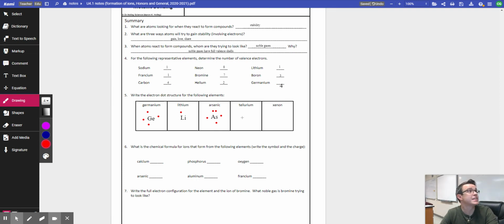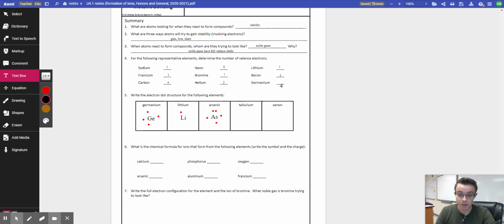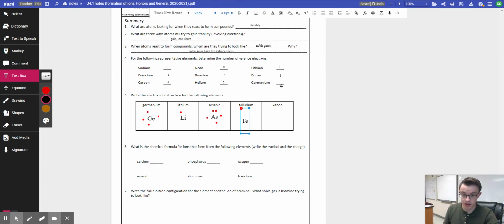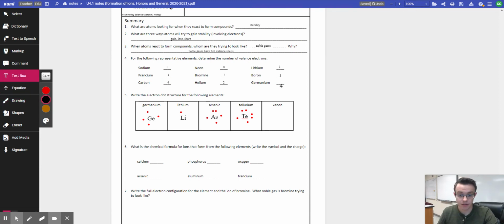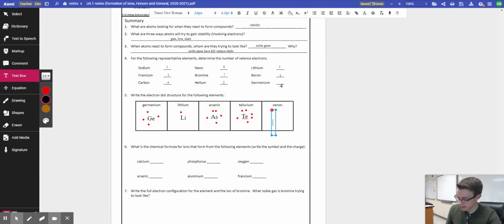Tellurium, Te, is in group 6A. So I'm going to type Te. Because it's in group 6A, it has 6 valence electrons. 1, 2, 3, 4, 5, and 6. Boom, there we go. And xenon is a noble gas. Its symbol is Xe, and because it's a noble gas, it's in group 8A. It has 8 valence electrons.